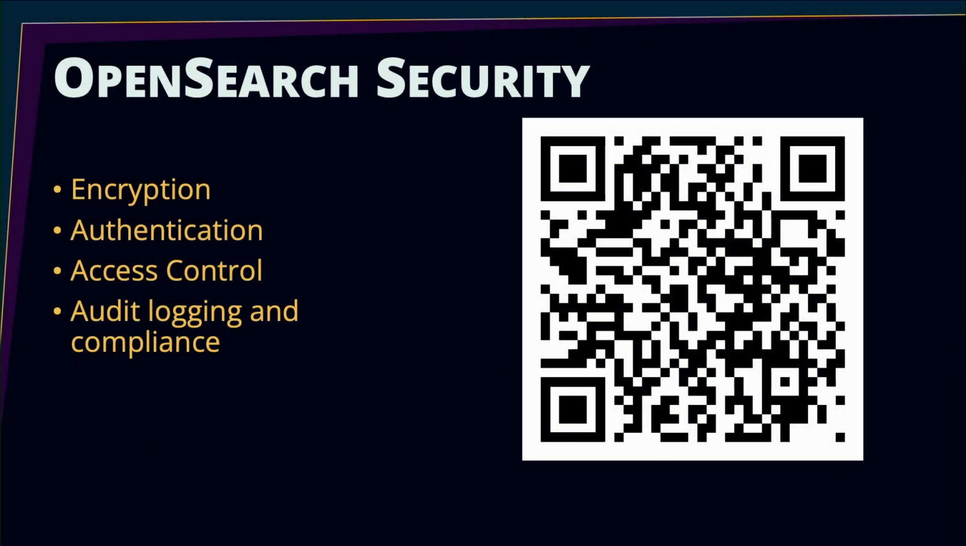Shown on screen is a QR code, which you're welcome to scan, that will take you to the documentation homepage for the OpenSearch Security Repository and Security plugin. In brief, the OpenSearch Security plugin offers the features of encryption, authentication, access control, and then audit logging and compliance. These features are pivotal to what it means to be secure in OpenSearch.